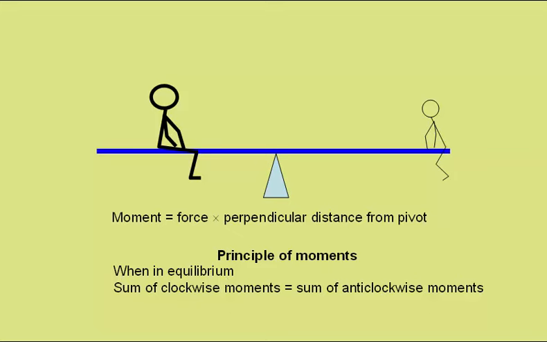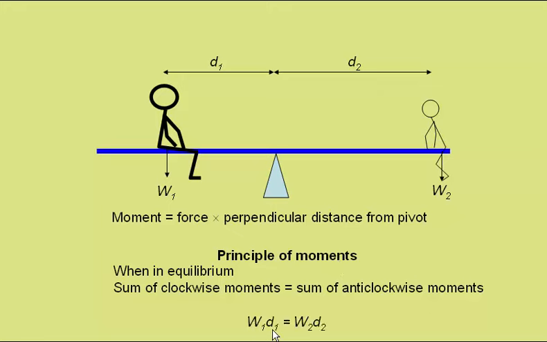In terms of symbols, if we say this person has weight 1 and is distance d1 from the pivot, this person then has weight 2 and is distance d2 from the pivot. From the principle of moments, we can state that w1 d1, which is the moment given by the larger person, is equal to w2 d2, the moment given by the smaller person.